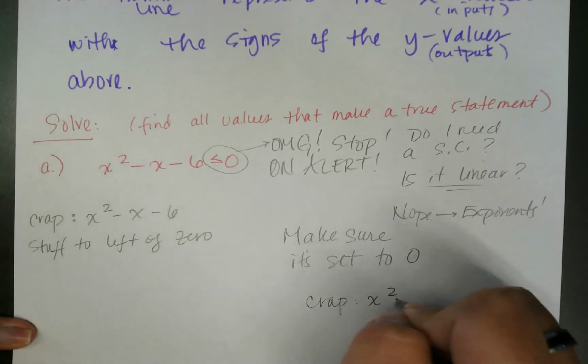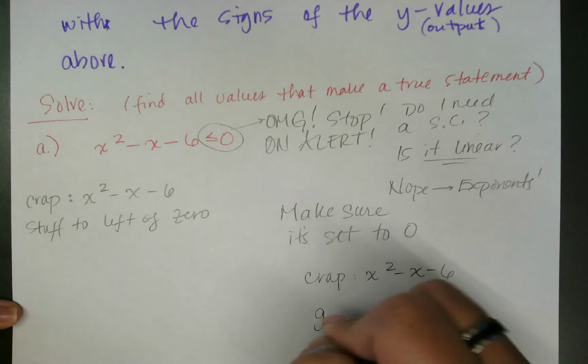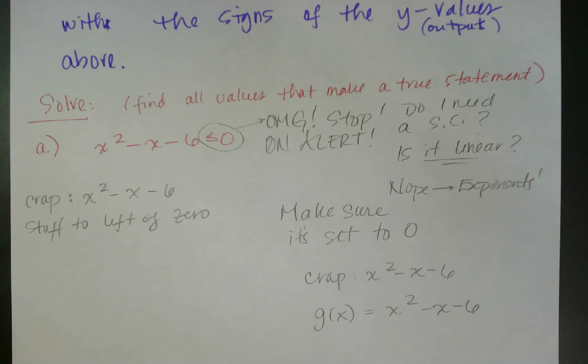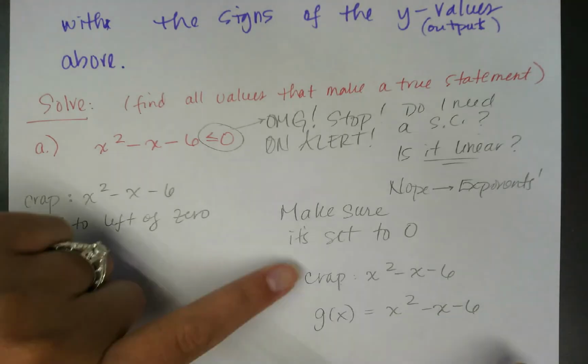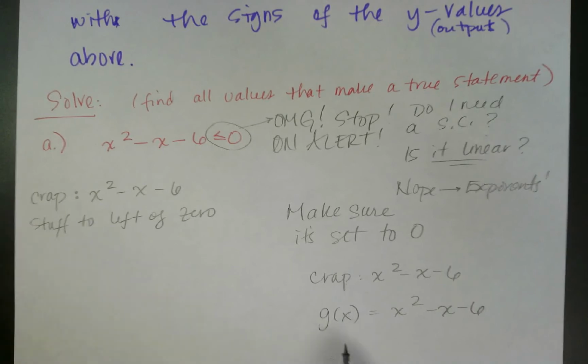I call it crap. There's a reason I don't call it a function. A function, they name it like g of x equals x squared minus x minus 6, because then you start to talk about it in terms of functions, like undefined, like somebody had mentioned earlier. I don't mind however you want to label the stuff you're getting your sign chart and all your information from. It's fine.